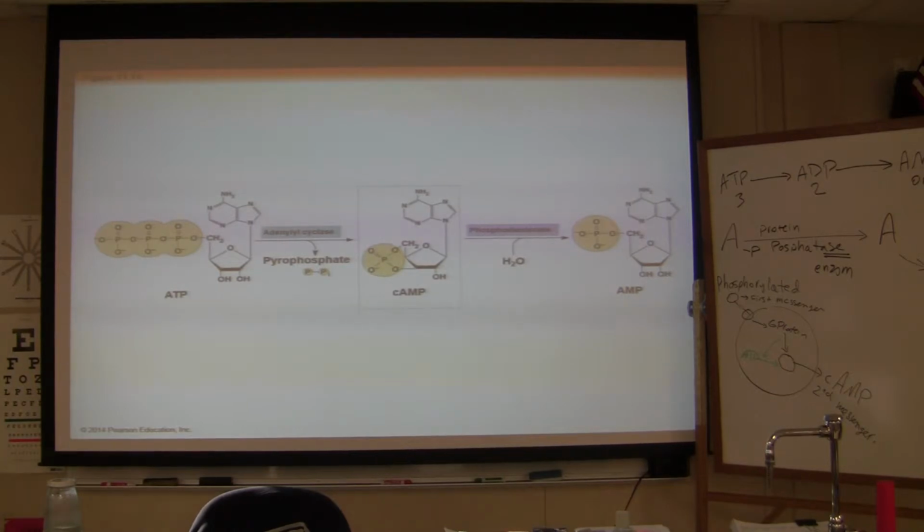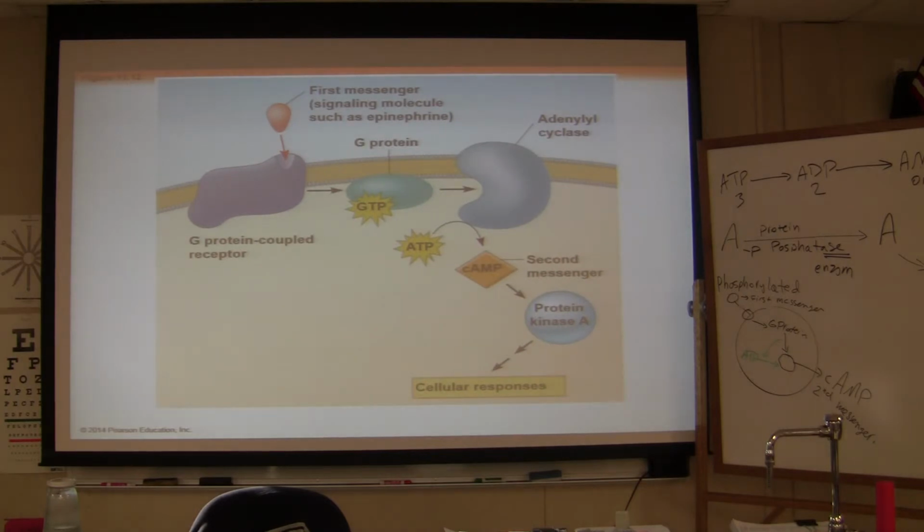So what he's saying in this PowerPoint is that it strips off the 2-phosphate before it becomes AMP, it becomes cyclic AMP. I hope I'm making some sense. Here they are, first messenger and second messenger right here. First messenger, I did draw it for you guys on the board a little bit.